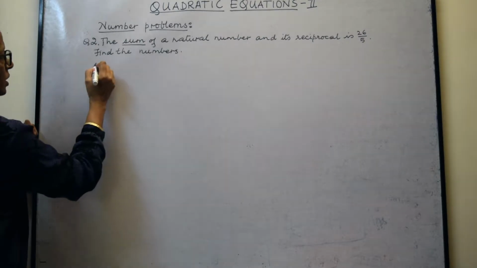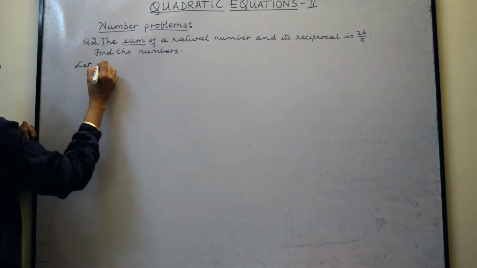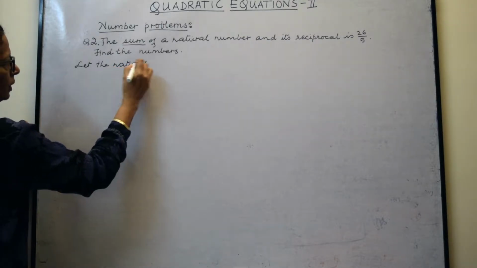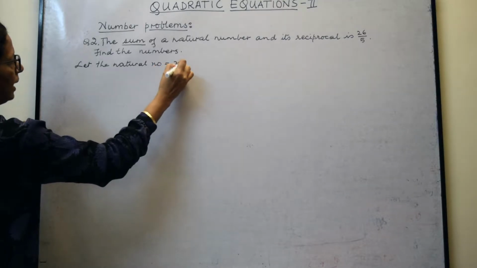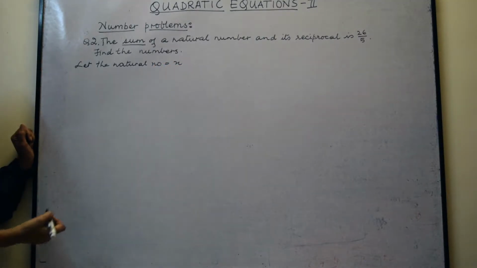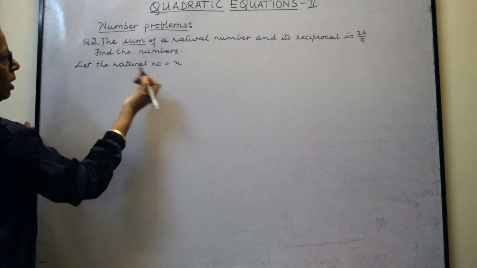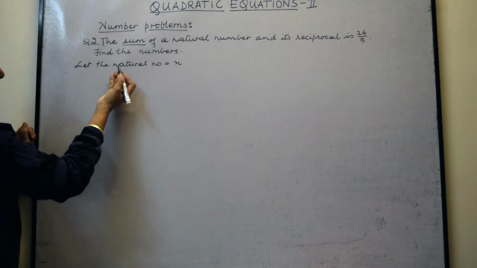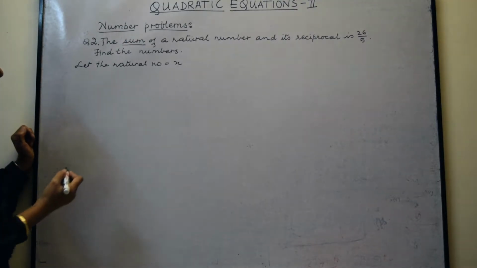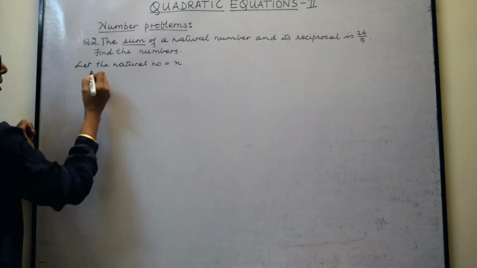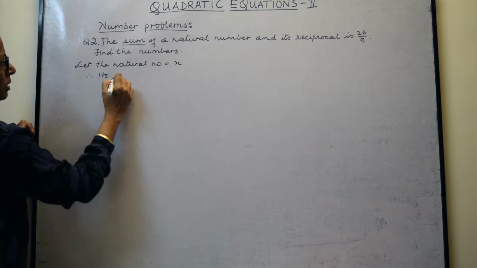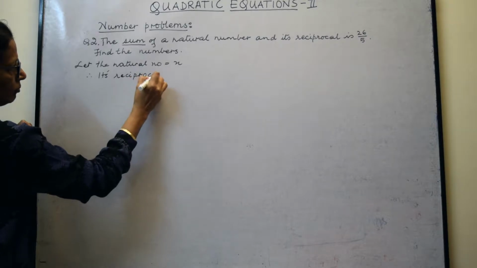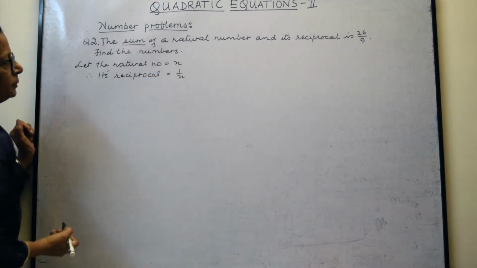So now that we understood what is reciprocal, what will be our first statement? Let the natural number equal x. Now understand that all natural numbers are positive. In case we get a negative number, we will not be able to take it because in our question we have a natural number. So we need to take only the positive number. So the natural number is x. Therefore its reciprocal is going to become 1 upon x.